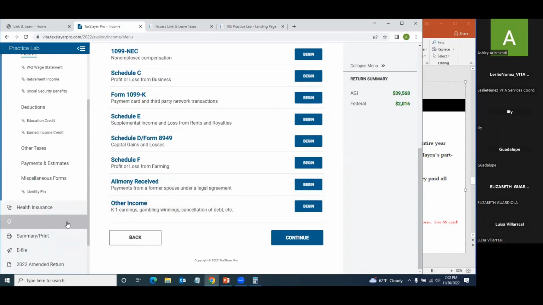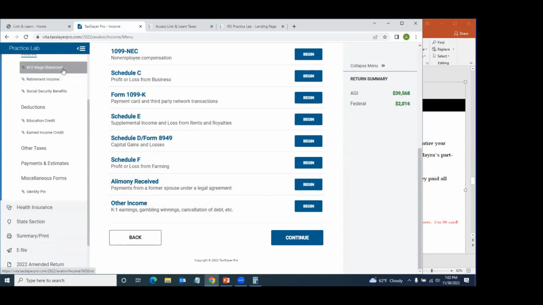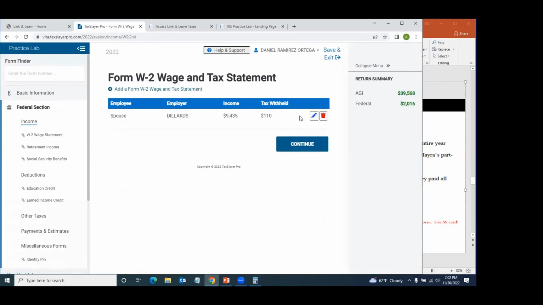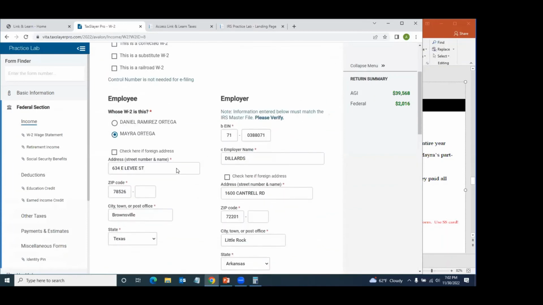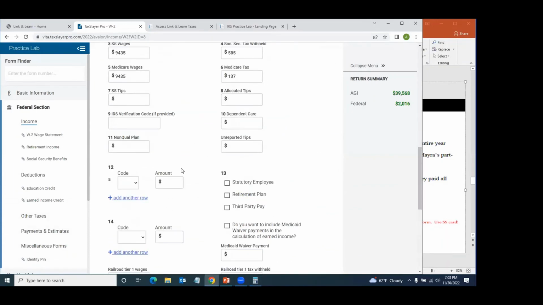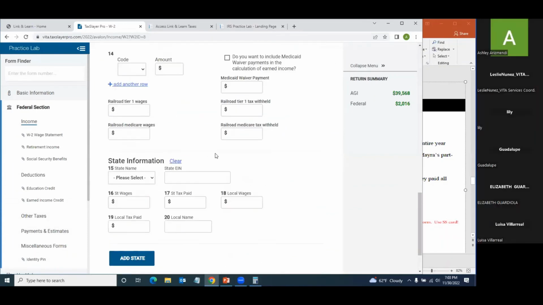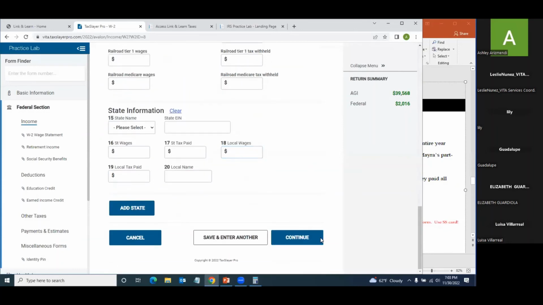So that's how we would determine everything. Of course, if they had health insurance, we would go to the health insurance section, or if they had state forms on their W-2, like say we go into the W-2 form. Remember, I was telling you that sometimes they have state information in this, where we would enter the state name, the state EIN, the state wages, and state tax paid. And then we would put continue, right?